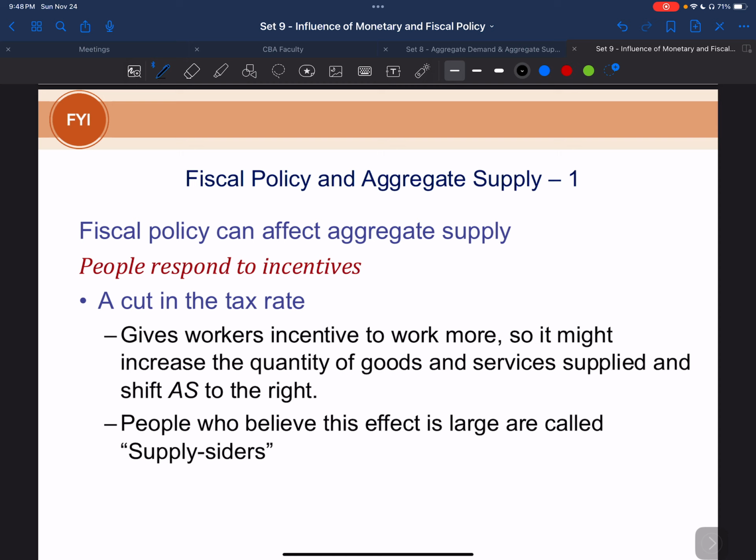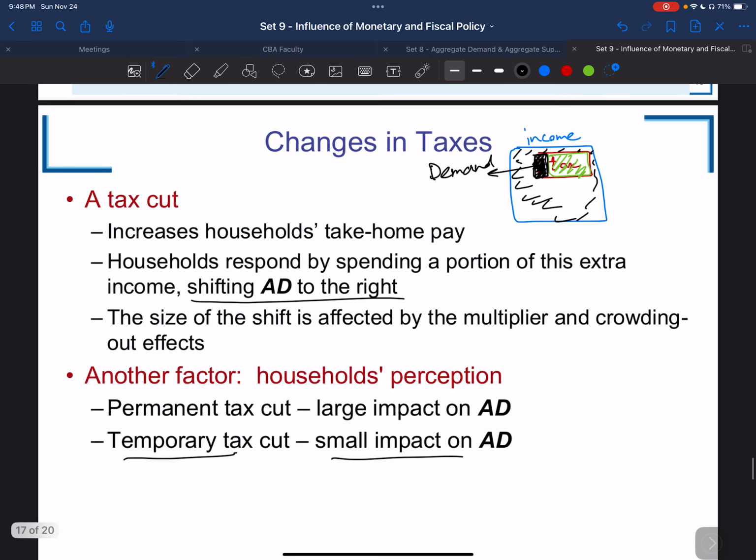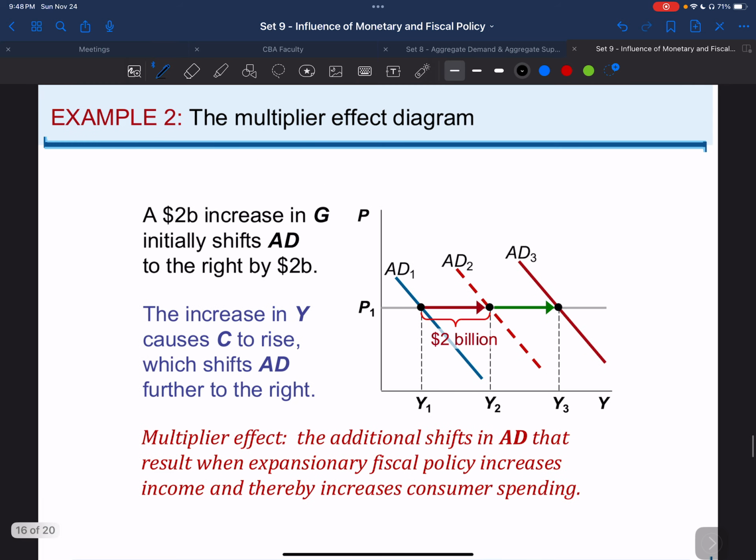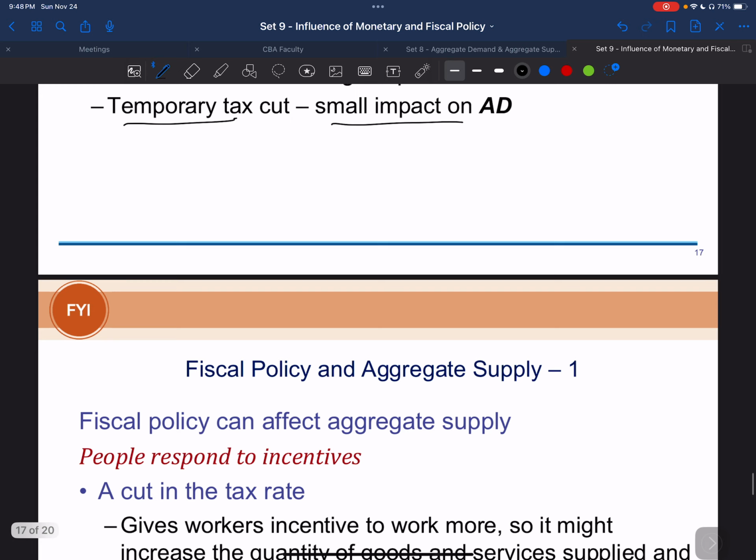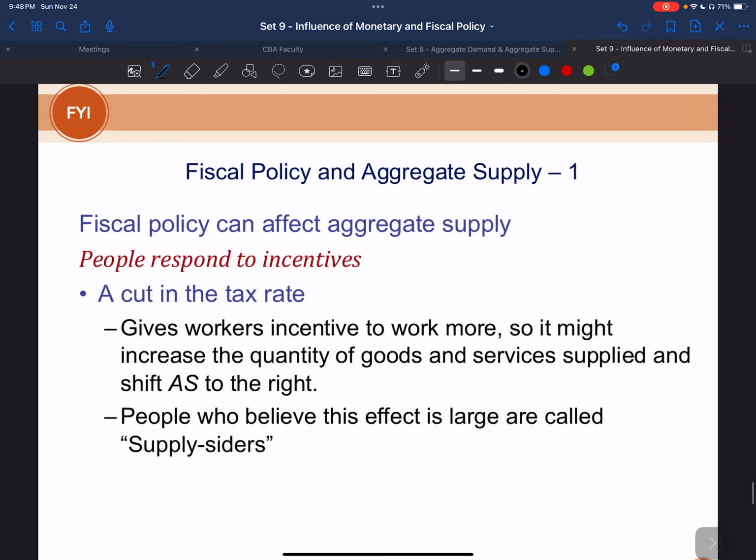Just to let you know, this is something that we also talked about earlier during the class. These fiscal policies can also affect the aggregate supply. What we had here was mainly focusing on the effect of taxes or government expenditures only on the aggregate demand, but it could also affect the aggregate supply. People will respond to these incentives. A tax cut, a reduction in the rate of the tax, gives workers incentive to work more, so it might increase the quantity of goods and services supplied, and it will shift the aggregate supply to the right.